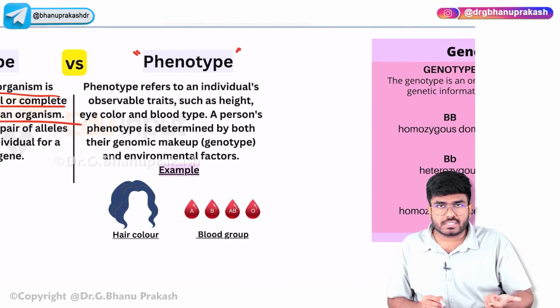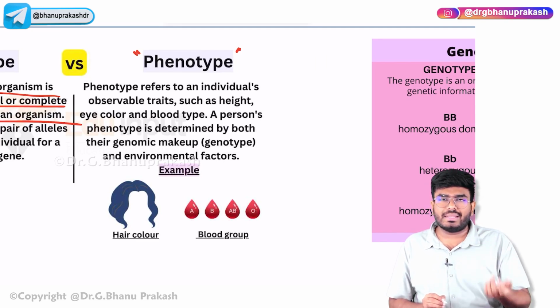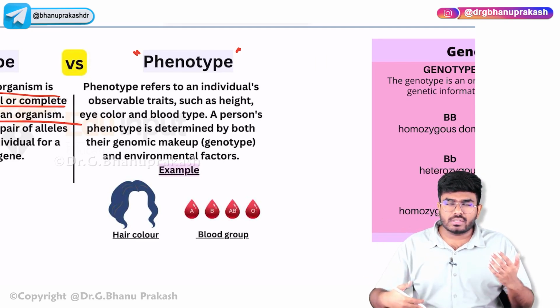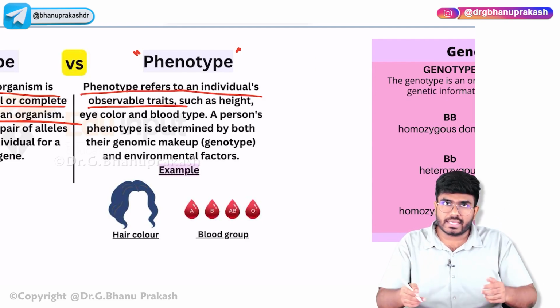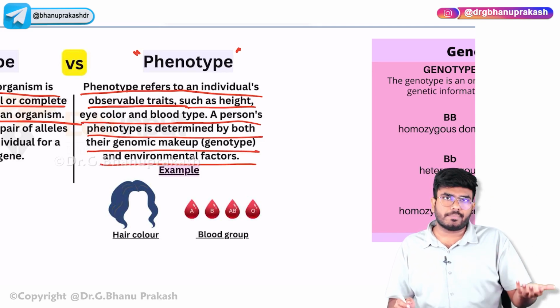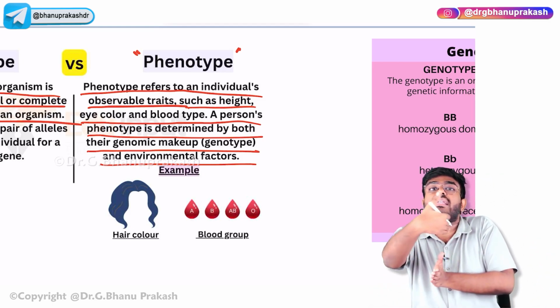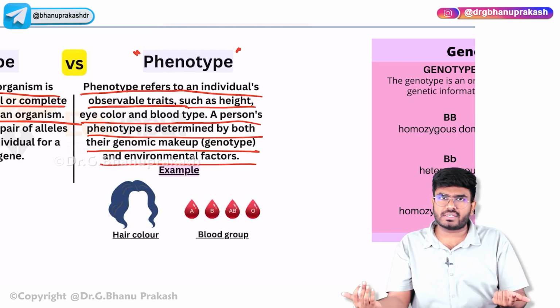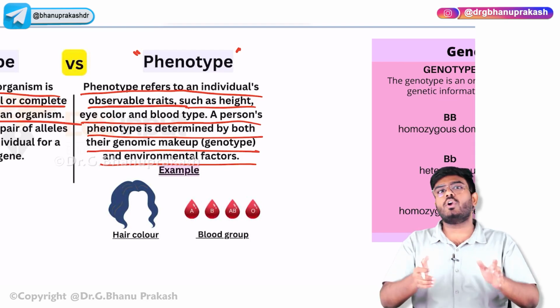What is a phenotype? Phenotype is what is getting expressed, whether the eyes are blue or black or yellow or green, whether the person is tall or short, the physical appearance. See, phenotype refers to individual observable traits, what you can see directly. Observable traits such as height, eye color, blood type. A person's phenotype is determined by both their genetic makeup as well as environmental factors. That's the different thing. Okay, phenotype is dependent on the genotype. It's the genotype which determines the phenotype as well as the environmental factors. According to the environmental factors, the genes are going to work and determine the phenotype.